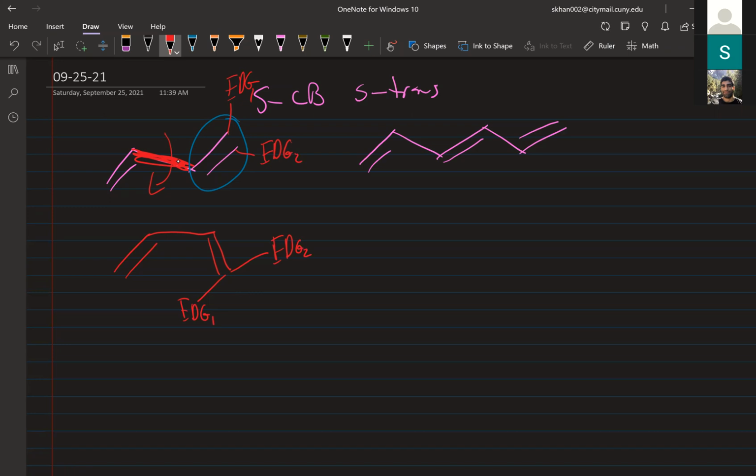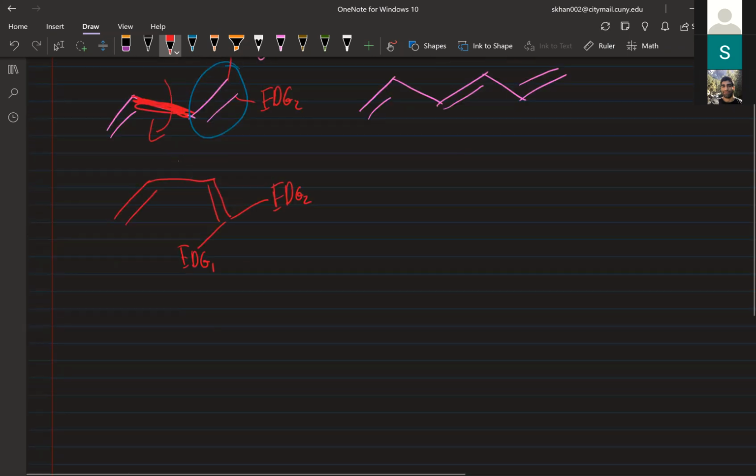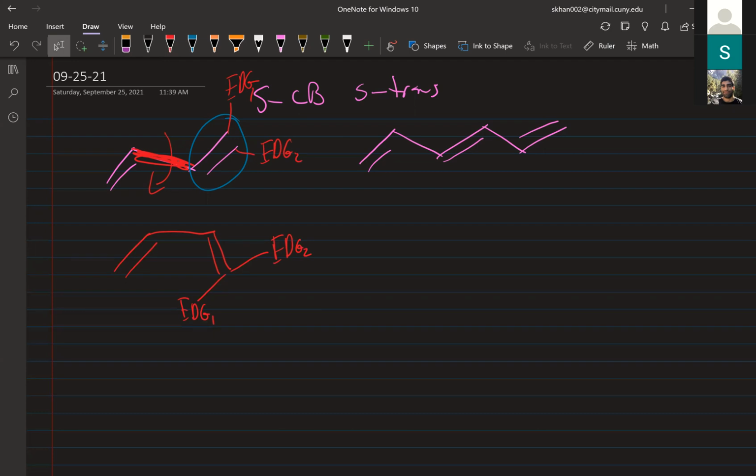Can I ask something real quick? What exactly makes it an electron donating group, and what makes something an electron withdrawing group? Okay, good question. Let me get into that in a second. Let me just show you how to rotate this one as well.